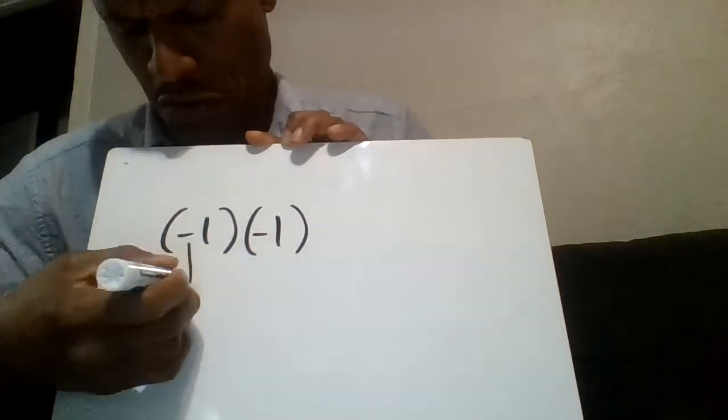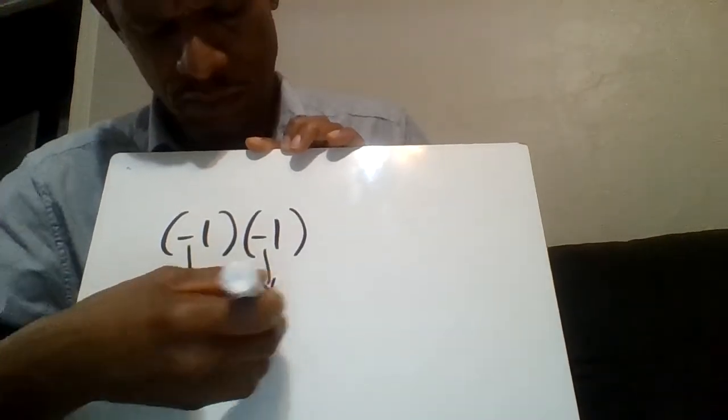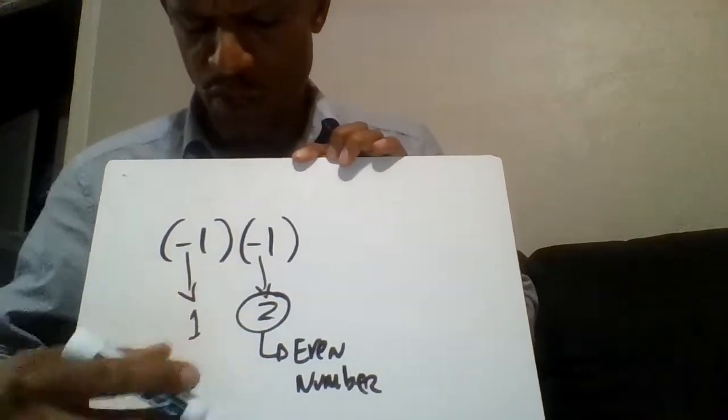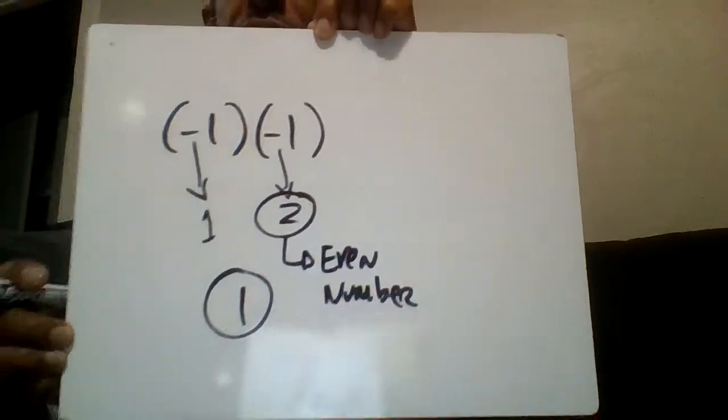Let's see what that looks like computation-wise. Notice here, we got a 2 there. 2 is an even number. And because 2 is an even number, the product of negative 1 and negative 1 is going to be positive 1. All right, let's expand that idea out just a little bit more.